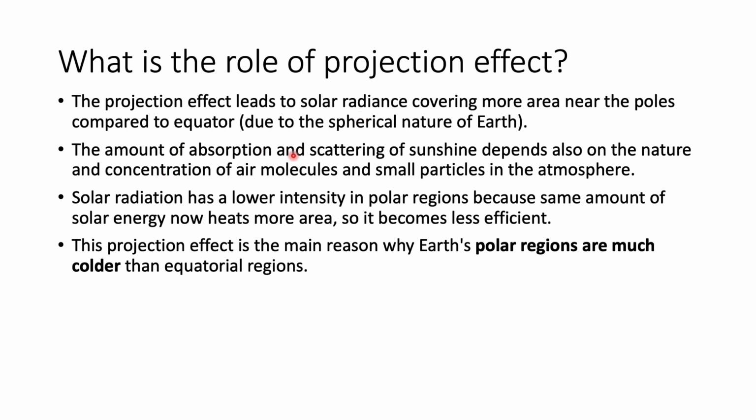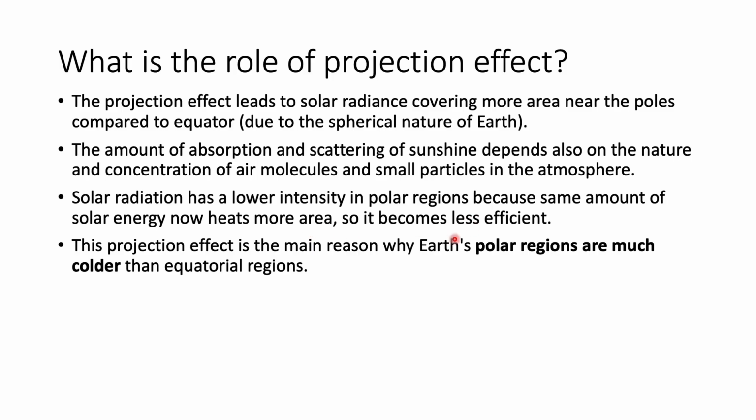The amount of absorption and scattering of sunshine basically also depends on the nature and the concentration of the air molecules and small particles in the atmosphere. Of course, if there is more cloud, then the amount of sunlight received by Earth is going to be less. The solar radiation actually has lower intensity in the polar region because the same amount of solar energy now heats more area. That's what we said.